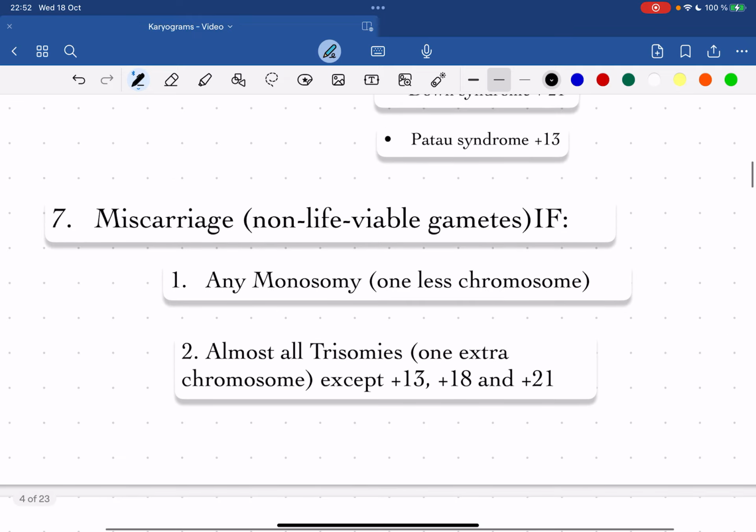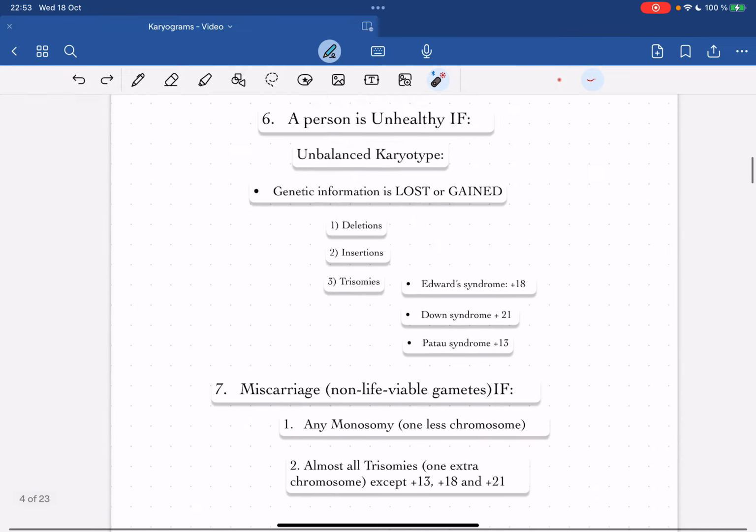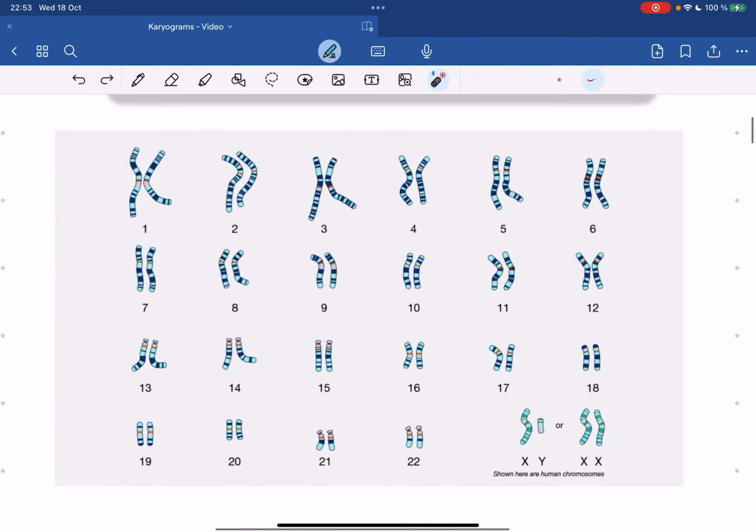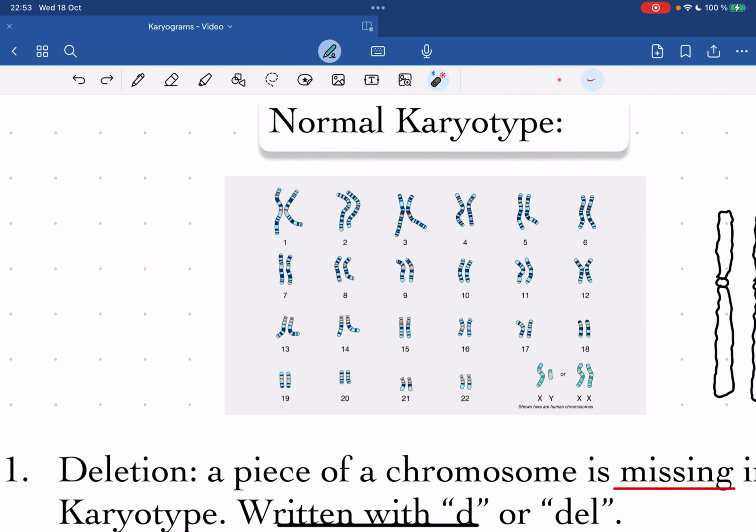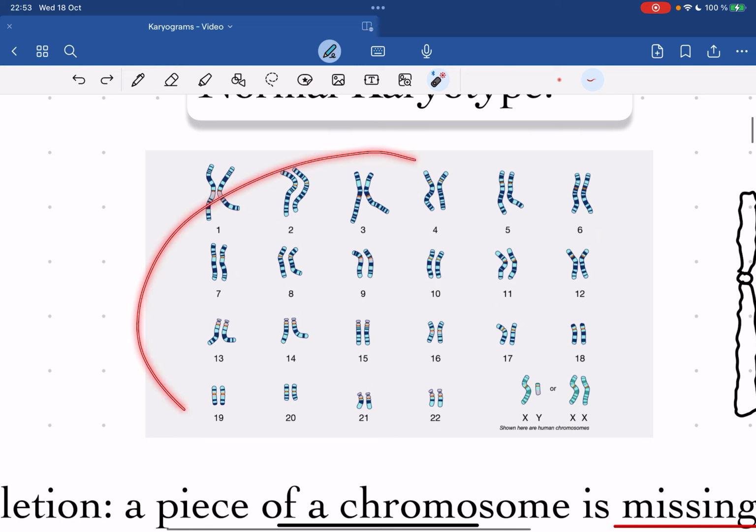So a miscarriage would be, in this case, any monosomy, one less chromosome. Now, how would a monosomy look? If we look at a normal karyotype, let's imagine that this is an eraser. So a monosomy would be one less chromosome, for example 16 here or 21 here. You would never, ever see a karyogram of a monosomy, because in order to do a karyogram, that person has to be alive. And a person that is non-viable for life, you can't make this.